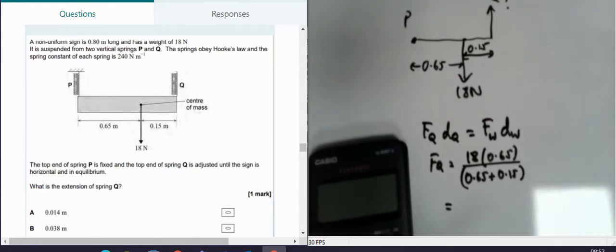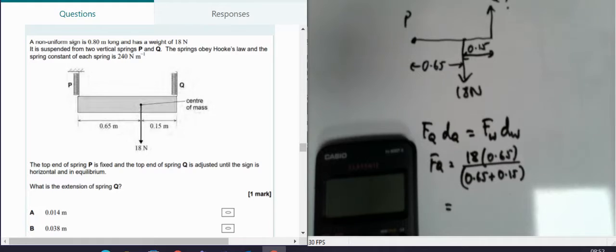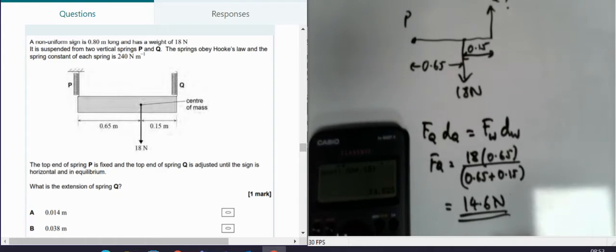And then I can calculate that. So 18 times 0.65, calculator on, 18 times 0.65 divided by 0.65 plus 0.15. And I get 14.6 newtons. The force required to balance the moment at Q is 14.6 newtons.